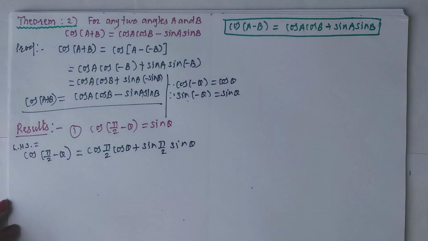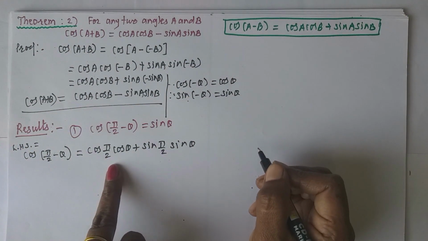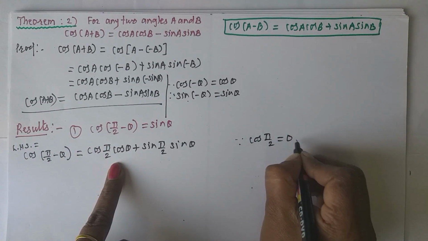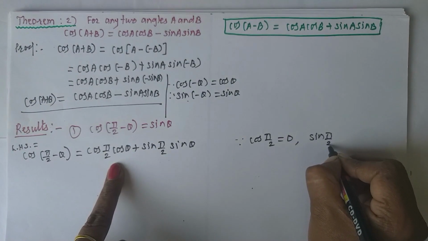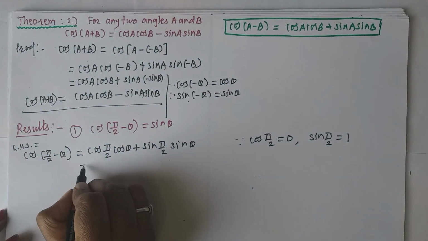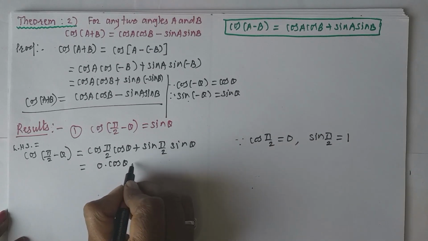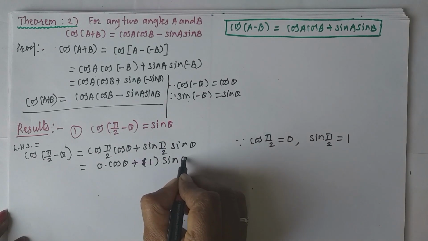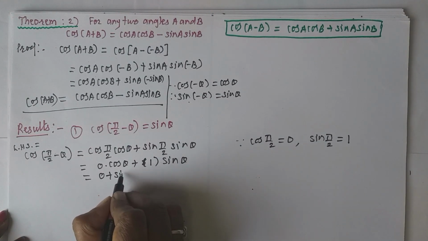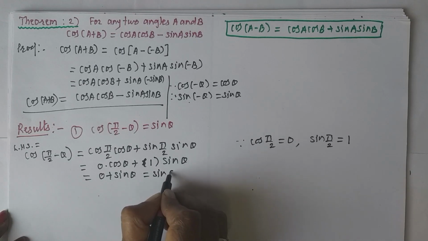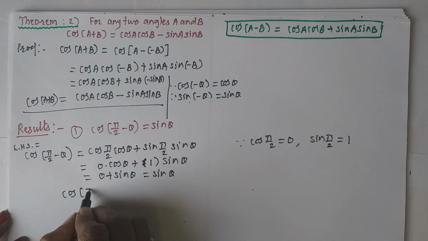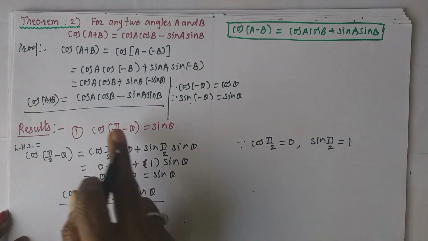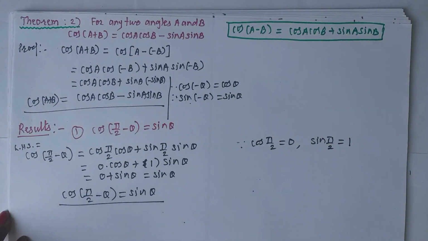Now from our table of 0 to 90 degrees, what is the value of cos pi by 2? Cos pi by 2 means cos 90, its value is 0, and sin pi by 2 means sin 90, its value is 1. So this will be 0 into cos theta plus 1 into sin theta, that is equal to sin theta. In this way we have proved cos pi by 2 minus theta is equal to sin theta. This is our first result.